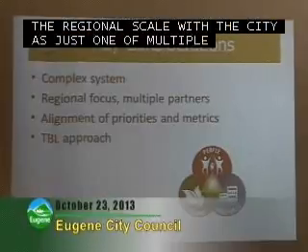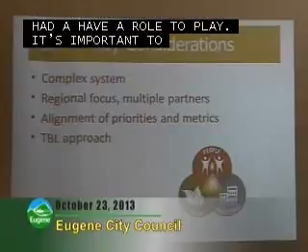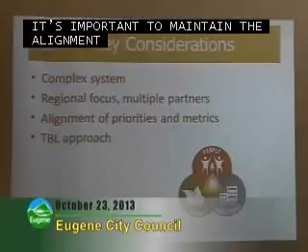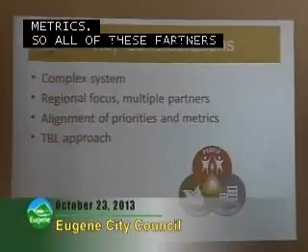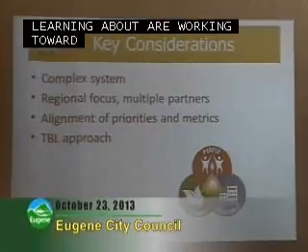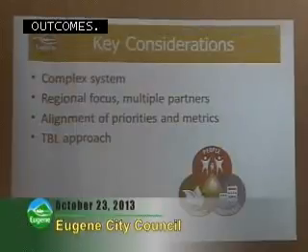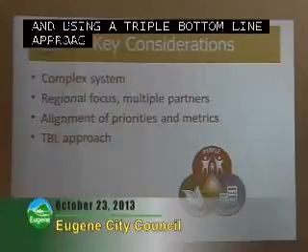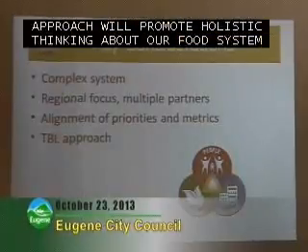It's important to maintain the alignment of priorities and metrics, so all of these partners that you're learning about are working toward a set of shared goals and outcomes. And finally, using a triple bottom line approach will promote holistic thinking about our food system that accounts for environmental health, social equity, and economic prosperity. I'll turn it over to Councillor Evans.